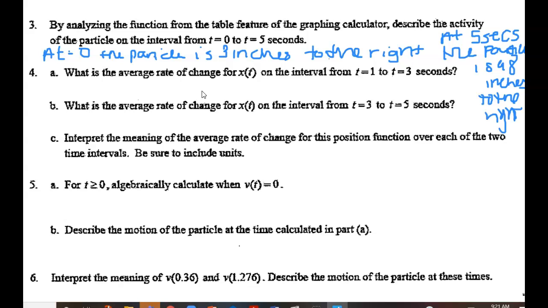Anytime the particle is negative, it means that the particle moved left. It only moves left from like 0 to 1. We're going to talk a lot more about all of that in depth throughout the course of this week.